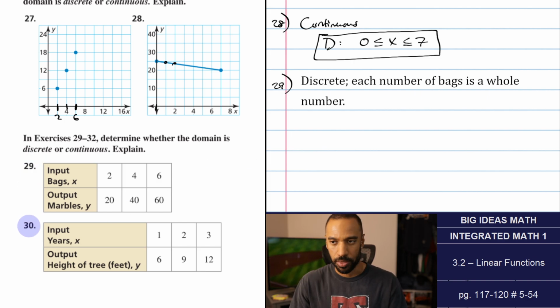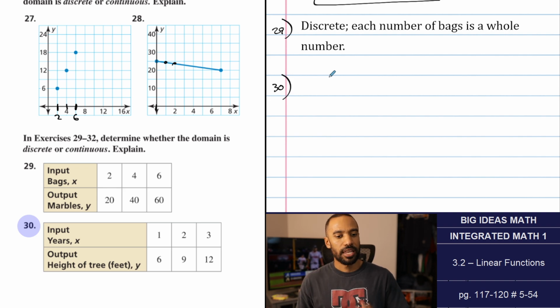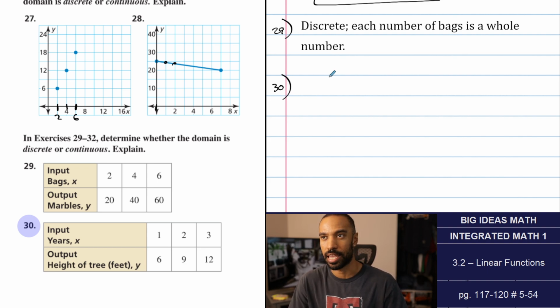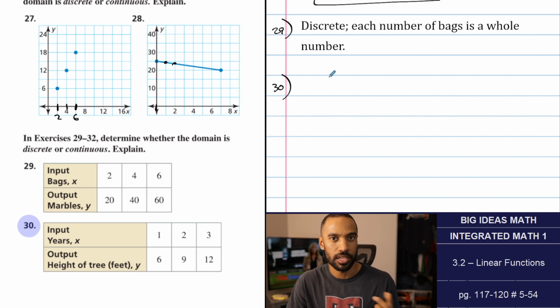Now remember, they are asking whether the domain is discrete or continuous, but then I think that would mean the range, therefore, would be discrete or continuous. Input in years, year 1, year 2, year 3, here's the tree height in feet. Now, can you have half of a year, especially half of a year where the tree changes height? Yeah. It can change height in the next day, change height in the next second. Little micro fractions of heights, right? Things that we can't perceive.